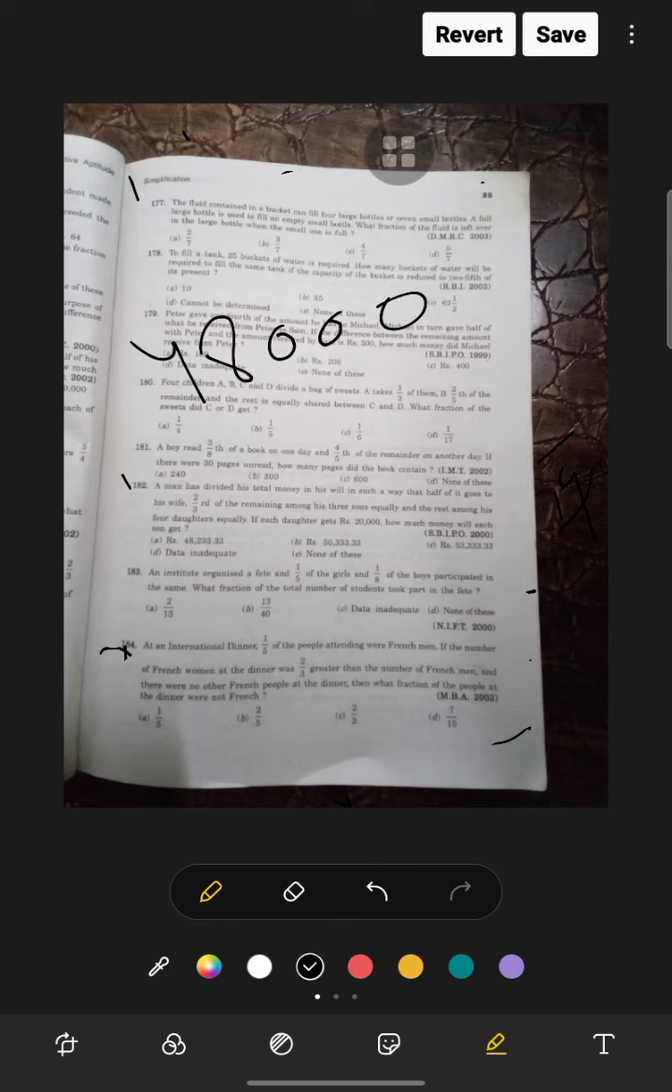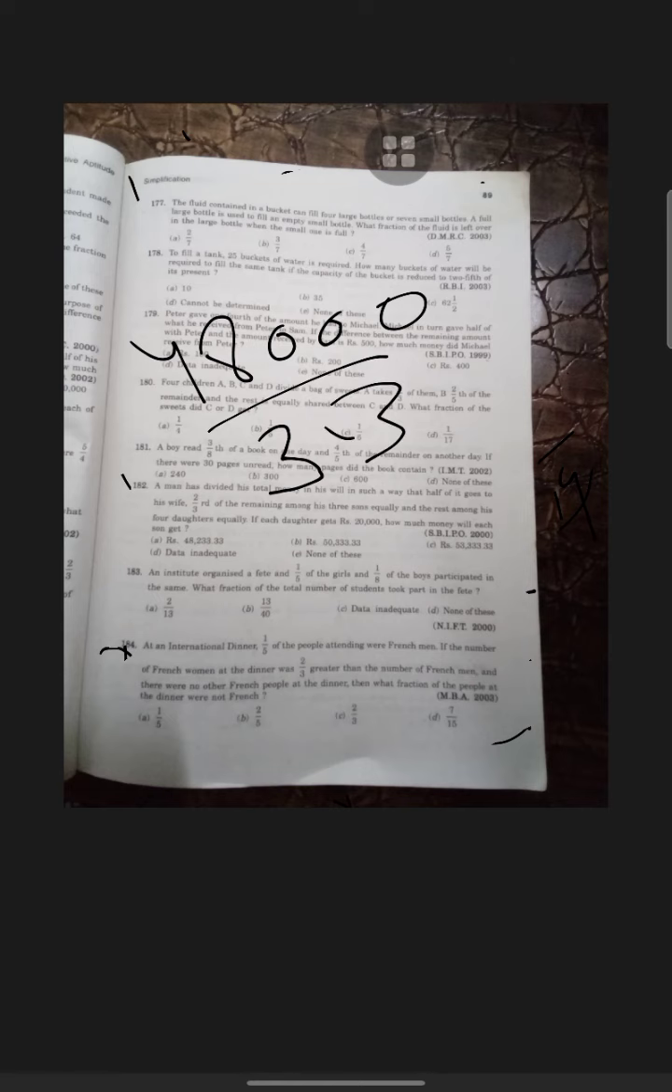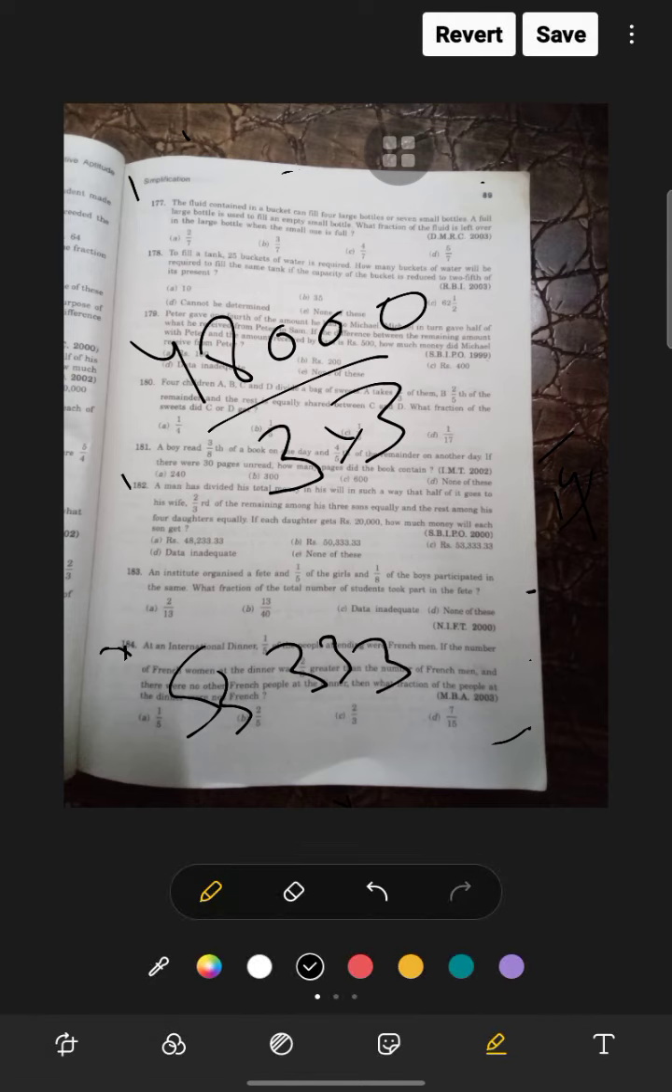So how many sons are there? 3. So dividing 48,000 by 3, and it is saying 2 by 3 of the remaining among his 3 sons equally. So the rest is 1 by 3. Again it will be divided by 1 by 3. So the amount will be 5, 3 and 3, 3 and 3.